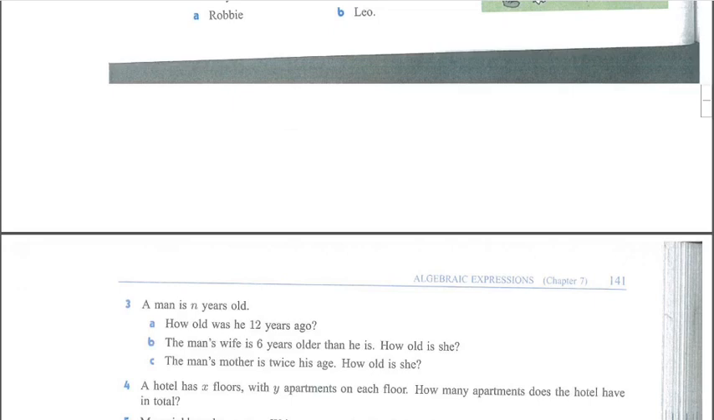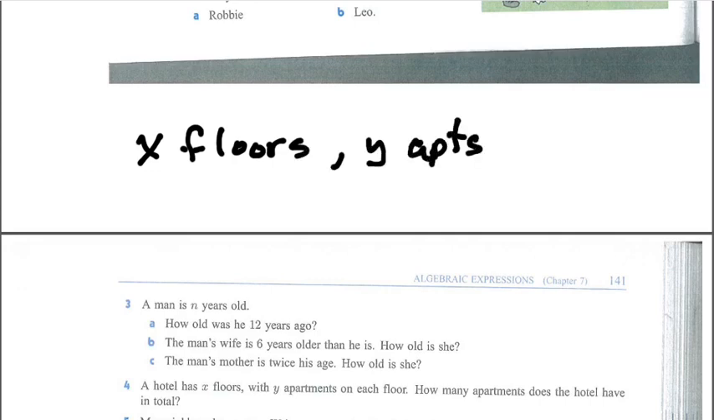A hotel has X floors with Y apartments on each floor. How many apartments does the hotel have in total? So this time, do they give us any numbers that we know? No. It's just X, Y. Right. We have X floors, and each one of them has Y apartments. So that's X times the number of apartments. So X times Y, or just plain old XY. Okay? Could I write it as YX? Yes. Technically I could, but what's wrong with it? Which one of those is the preferred way?